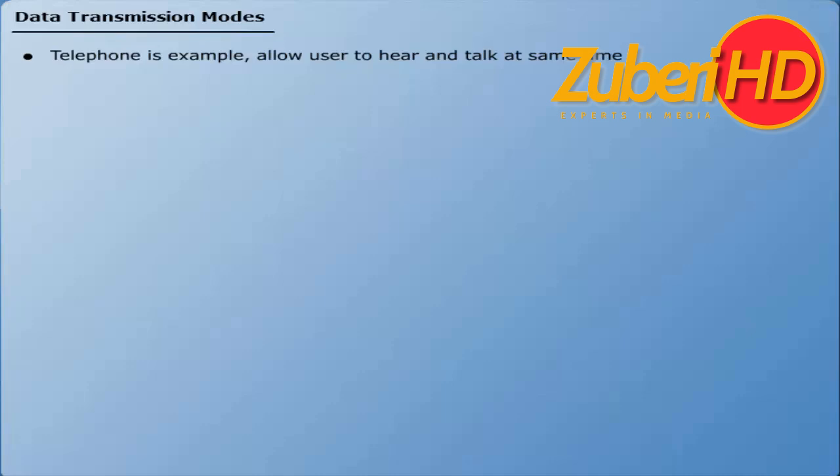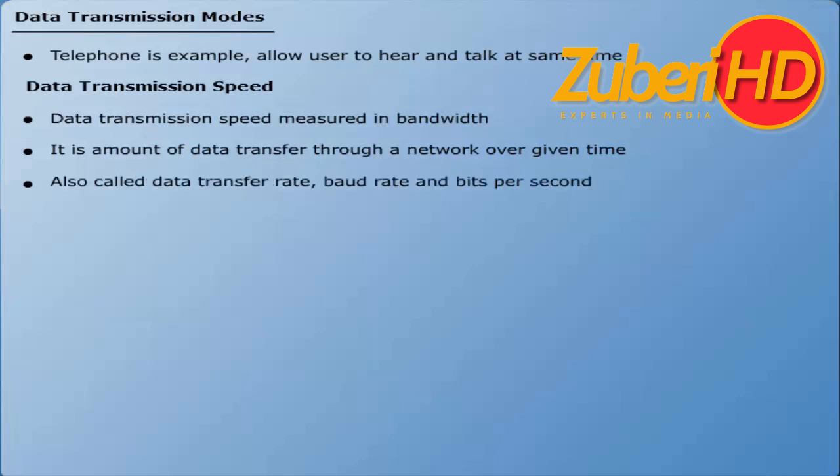Data transmission speed. Data transmission speed is measured in bandwidth. It is a measure of the amount of data transfer through a network over a given amount of time. It is also called data transfer rate or baud, and is expressed in bits per second, BPS.